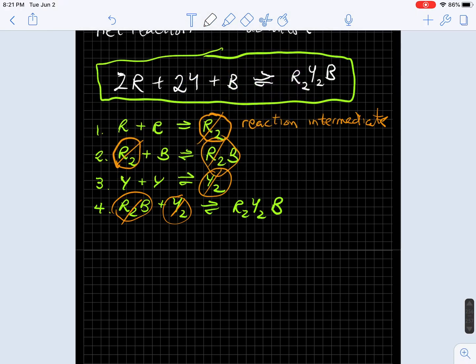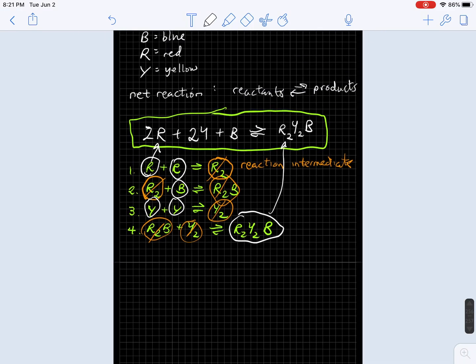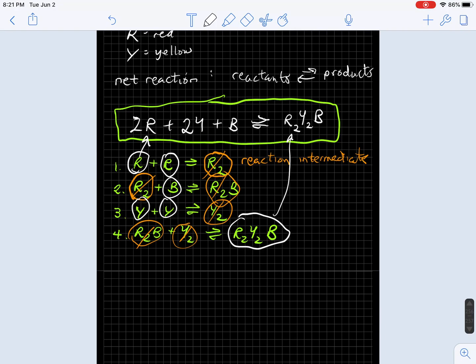So in our balanced equation, what you have are your original reactants, 2 moles of R, 2 moles of Y, and a mole of B, and those things show up in your balanced equation. And then the only product we have is the product from step 4, which shows up in our balanced equation as well. So net equation is our balanced overall chemical reaction, and then the steps create reaction intermediates that are consumed in later steps, and it is a step-by-step pathway to get to our final product. So the question becomes, well, why?